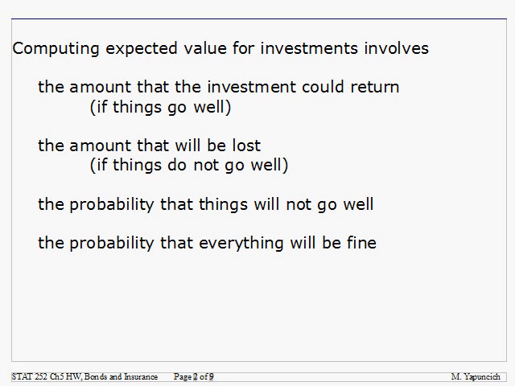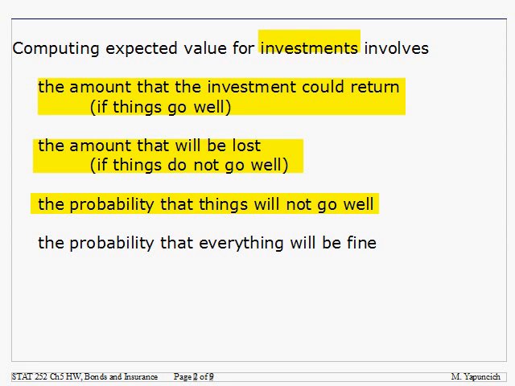For both bonds and insurance, investments in general, depending on which side of the fence you're on, you need four things. Actually, only three. Well, first you need the amount that you're going to get back if things go well. Then you need to know the amount that will be lost if things do not go well. You'll need the probability that things will not go well, and you need the probability that things will be fine. So you put those four together, and then you can compute the expected value, which is what you're looking for, the expected value.